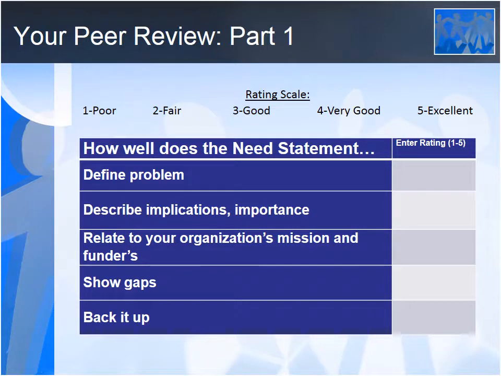Now, this isn't the only thing you're going to do. You're going to also rate it on persuasiveness, and then you're going to have to give 2 specific areas with details for improvement. But I wanted to show you this section of the rubric. All right, so that's part 1, and stay tuned for part 2.